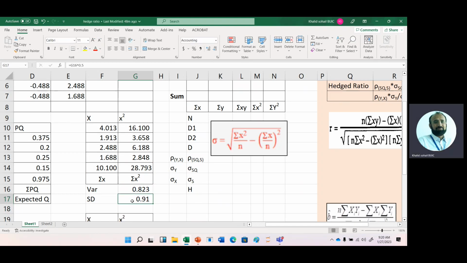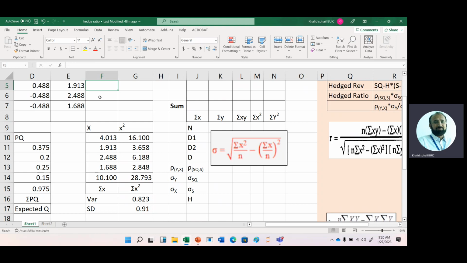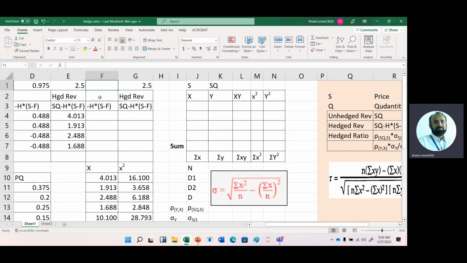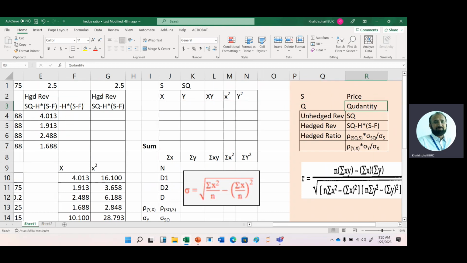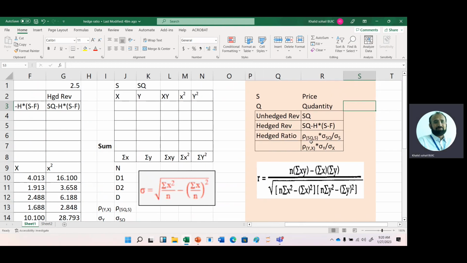Now we see the standard deviation of this hedged revenue is 0.91, but here we take the average number of quantities, the average number of contracts. Now this hedge ratio will tell us what the number of contracts should be, and it would be the optimal number of contracts, and by using those contracts definitely we can reduce the variability in hedged revenue. Now, how can we get this hedge ratio? We know that the formula for hedge ratio is correlation between SQ and S, and then standard deviation of SQ divided by standard deviation of S.